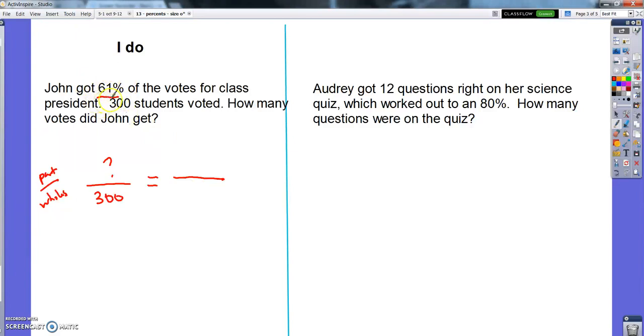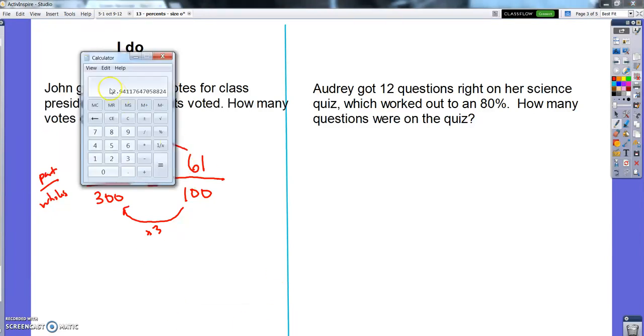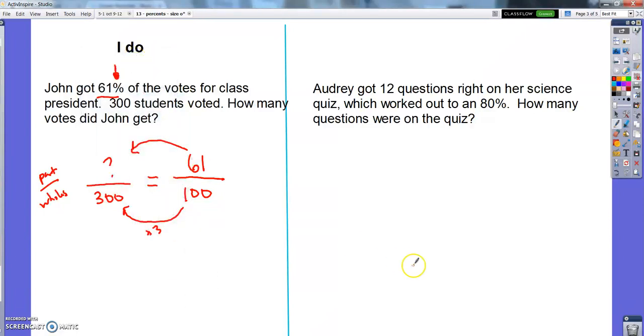So over here I have the percent. Now again, 61 can feel like I don't have enough numbers to fill this out. But remember, when you see that percent sign, there's always that other number that's not listed, but it's in the problem. So out of every 100 students, 61 of them voted for John. I'm trying to find how many is that out of 300. Well, that's not too bad because I can do that in my head. That's times 3, which means my numerator is going to be times 3. 61 times 3. 183. So John got 183 votes.